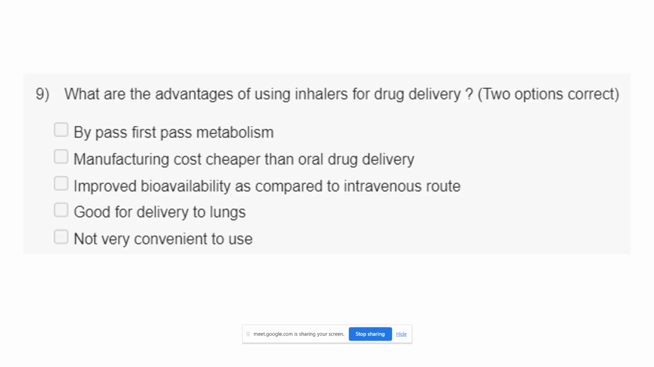Ninth question. What are the advantages of using inhalers for drug delivery? You have to select two options: bypass first pass metabolism, manufacturing cost cheaper than oral drug delivery, improved bioavailability as compared to intravenous route, good for delivery to lungs, not very convenient to use. 1 and 4. Sorry, 1 and 3.